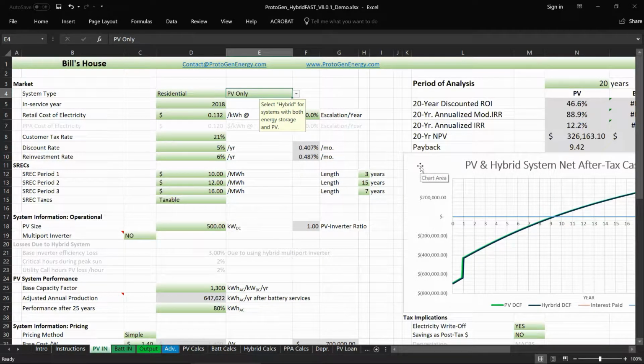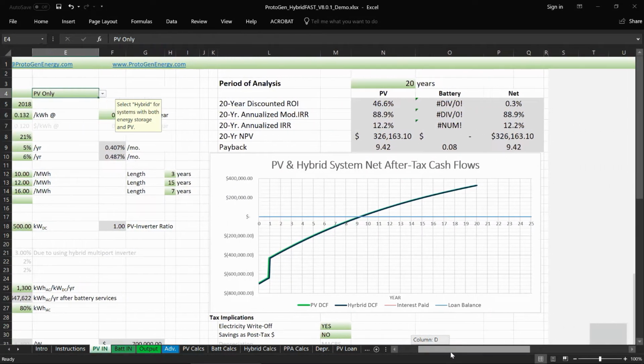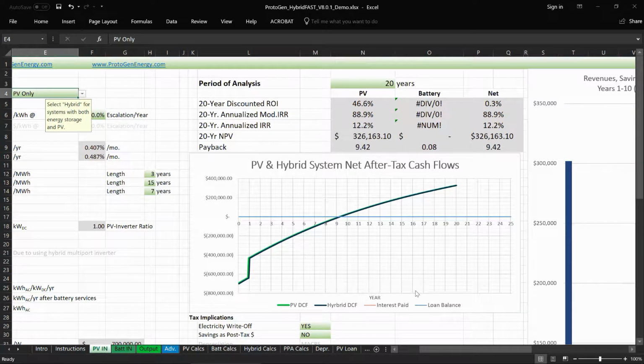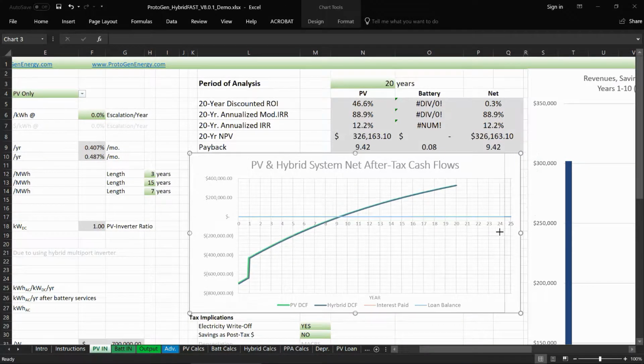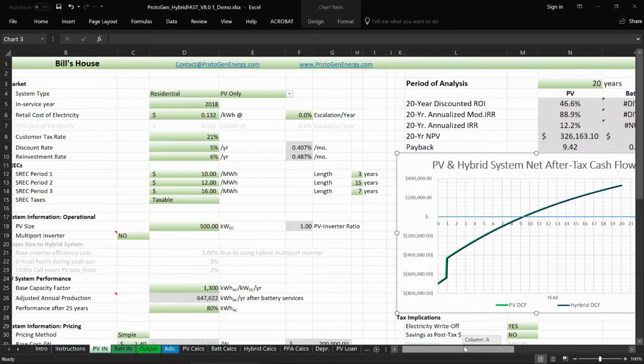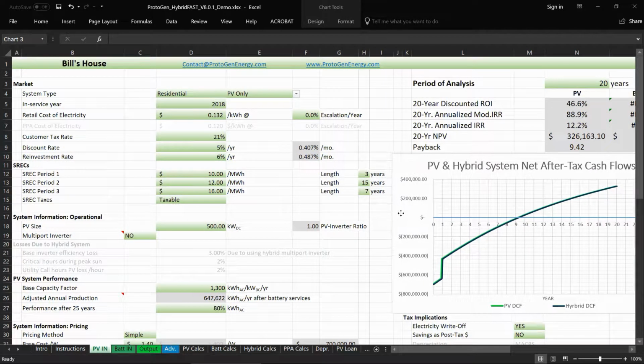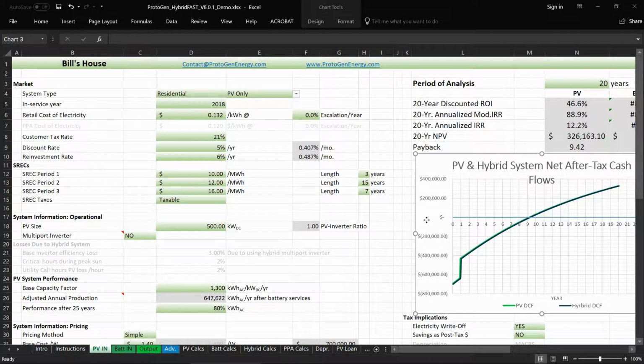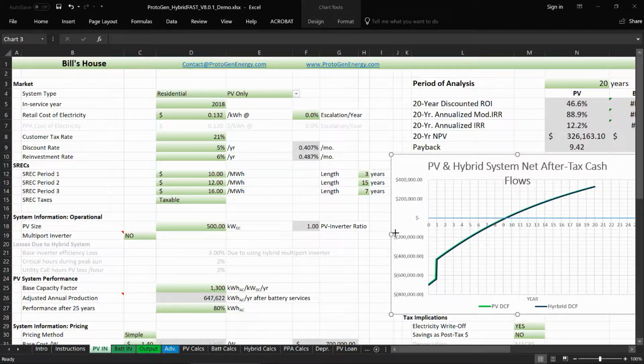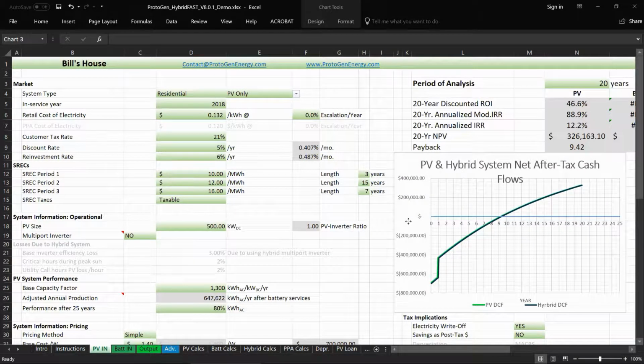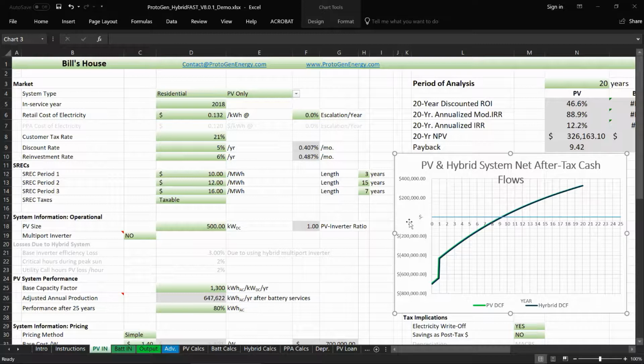So as you'll notice, when we go residential PV only, the PV discounted cash flow and the hybrid discounted cash flow lines overlay each other. Because we're so zoomed in here, I'm going to shrink this chart just a little bit so that it fits closer on the page. I'm going to bring it over here. There we go. Much better. Now we can see it all.